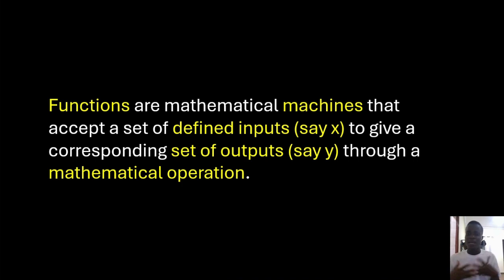So functions are mathematical machines that accept a set of inputs, let's call them x, every input that we put inside, to give a corresponding set of outputs, let's call it y. The outputs y come through a mathematical operation. So there is an operation that happens in the machine. What do we call the operation that happens in the machine? Mathematical operation. So this is the very basic definition of functions, right?